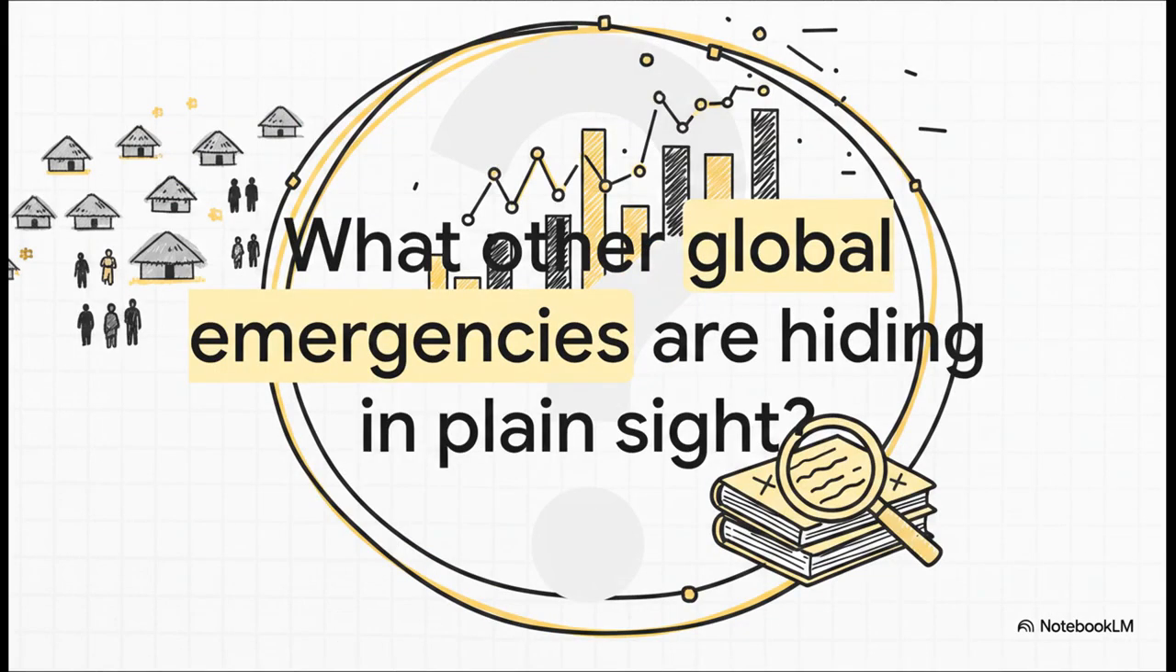I want to leave you with a provocative thought to ponder. If over 40% of rural India, we're talking millions upon millions of destitute people, were essentially erased from the official record by a simple survey design flaw, what other global emergencies are we failing to measure correctly? What else is hiding right in plain sight, just waiting for the ledger to be corrected?